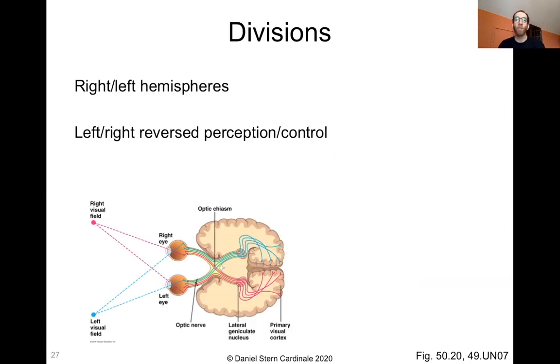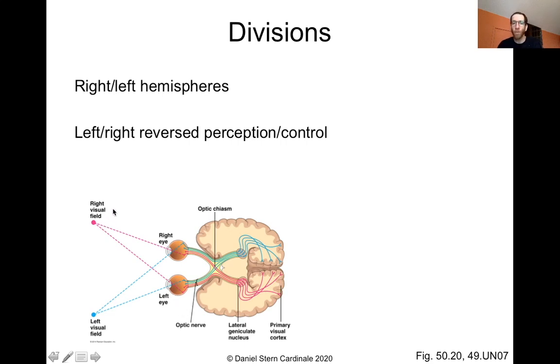The cerebrum is divided into left and right hemispheres, and kind of the interesting and weird thing here is that perception and control are actually reversed between the hemispheres. What we mean by that is that the right visual field, if you just consider the eyes, the right visual field is actually perceived by the left side of the brain. It's not a right eye, left eye thing.